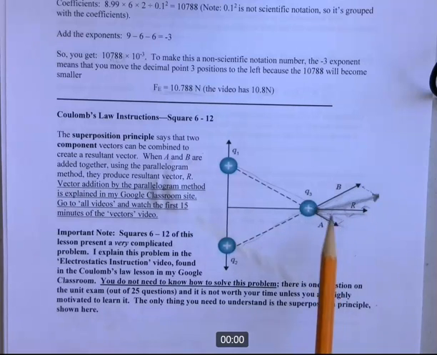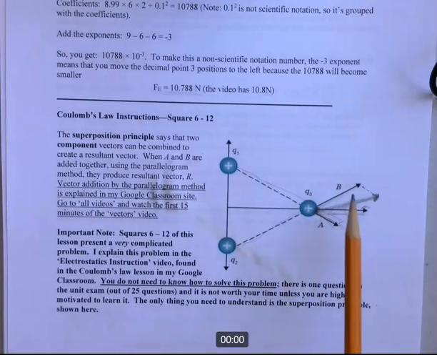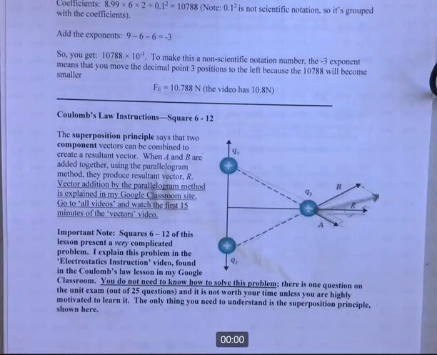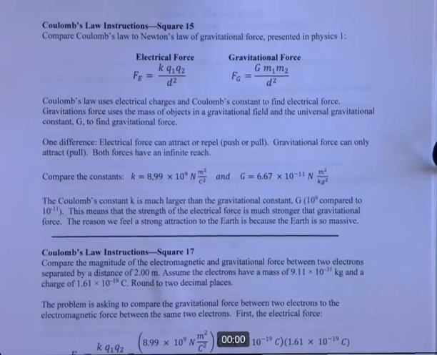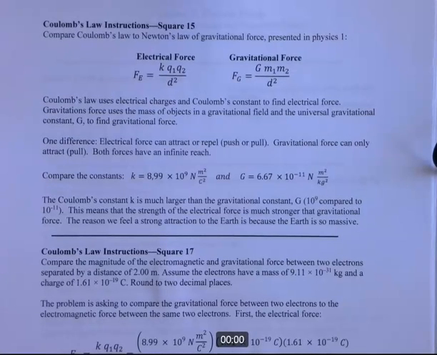But the superposition principle you should understand. If they give you two vectors, what would be the resultant? Hopefully you can do that. That's not that complicated. There is one question on the unit exam out of 25, and it is not worth your time unless you are highly motivated to learn it. The only thing you need to understand is the superposition principle shown here. Okay, so there you go. We're going to continue on. Again, if you want to see the long problem, there's a separate video on that in this same lesson, Coulombs Law.